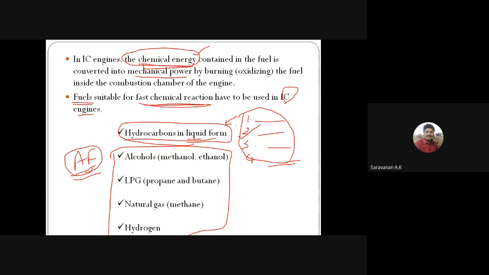Next we can see the alternative fuels. In the alternative fuels, first we can see the alcohols. In alcohols, we can mention here methanol and ethanol.